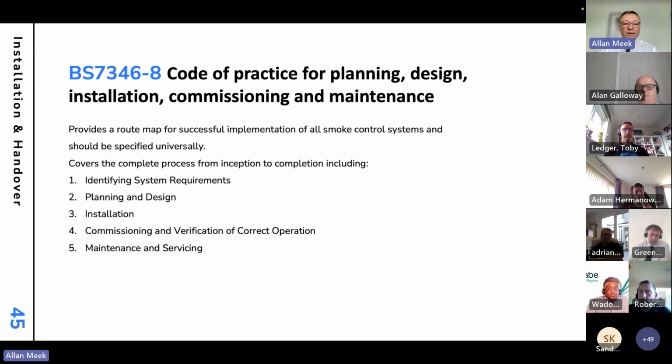It goes right from identifying the requirements right through to maintenance and servicing. It's got lots of good templates, lots of requirements on competence, and is just a really, really good document for ensuring that a project is managed correctly. So I would highly recommend specifying this and using this wherever possible for managing the competence of contractors.